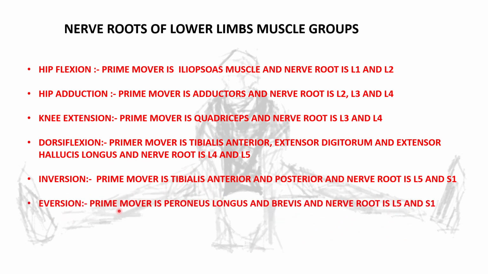Eversion of the foot. The prime movers are peroneus longus and brevis muscles, and the nerve root again is L5 and S1. So inversion and eversion have the same nerve roots, but the muscles are different.